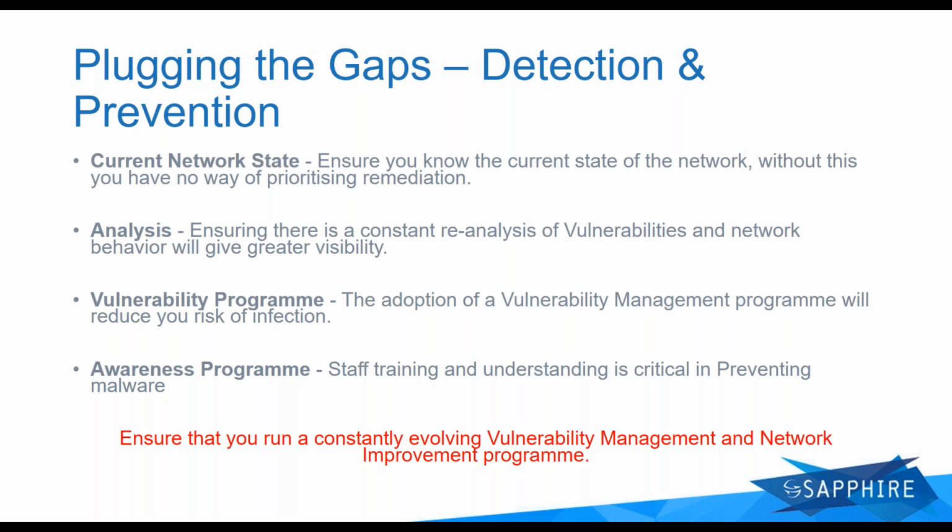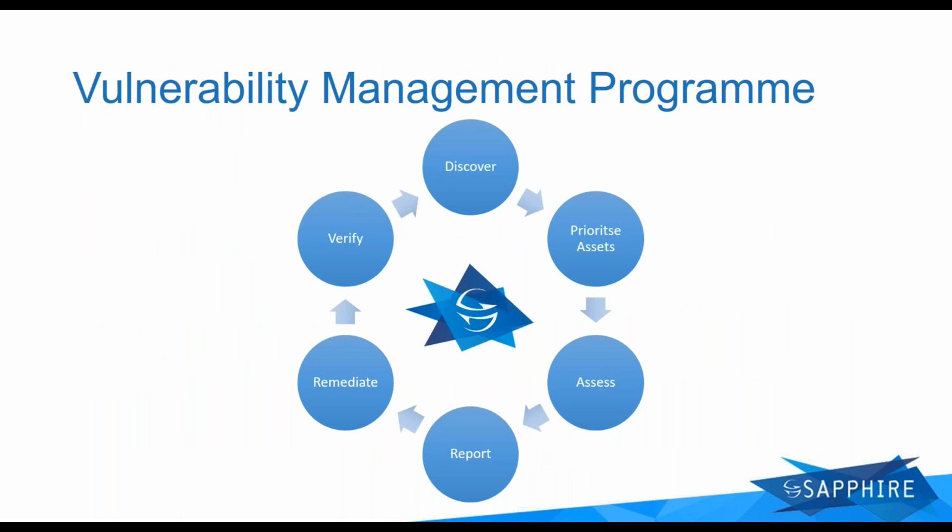So again, constantly evolving program of identifying where you are and where you're going to. So for the implementation of a vulnerability management program, we need to do a few things. We need to discover, so what's on the network? Once we find out what's on the network, we can then prioritize. Without a prioritization, how do you know where you should be starting your patching?